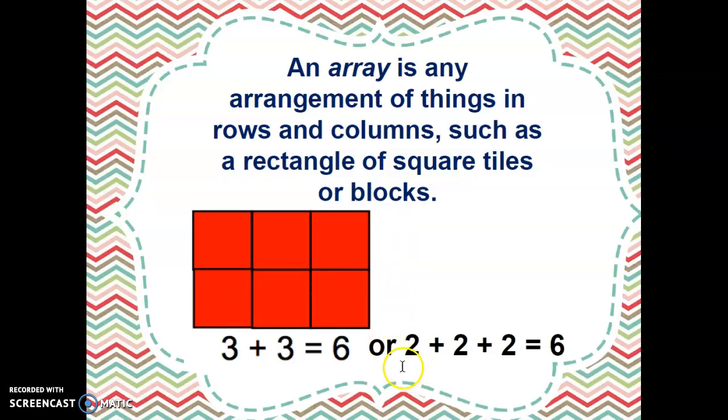Or if you choose to look at this the other way, if you want to look at it with columns, you can look at your columns. Okay, we have 2 here. Another 2, and another 2 right here. 2 plus 2 plus 2 equals 6. The same thing. All depends on how you choose to look at it.